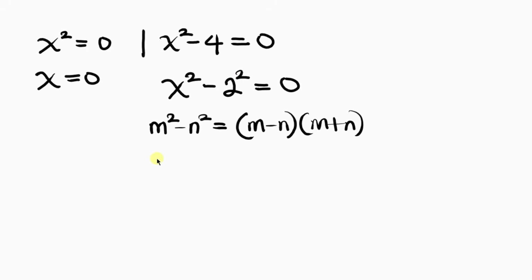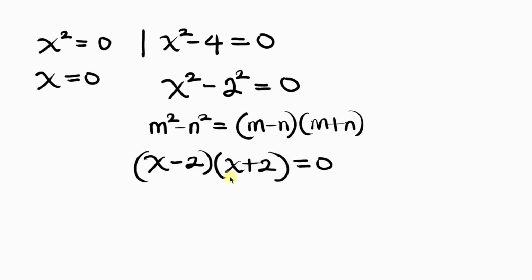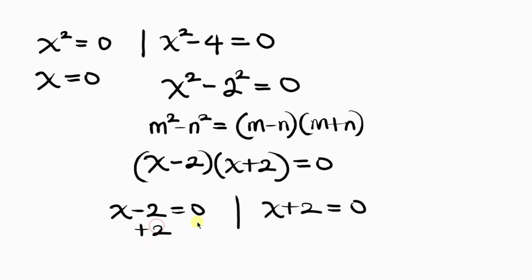So this expression now becomes x minus 2 times x plus 2. Good. This is equal to 0. So there are two cases here. We have x minus 2 to be equal to 0, or we have x plus 2 to be equal to 0. Now for the first case, when I add 2 to both sides, this is what happens. We have x. Now negative 2 plus 2 is 0, to be equal to 0 plus 2 is 2. So we've got the value of x from here to be equal to 2.